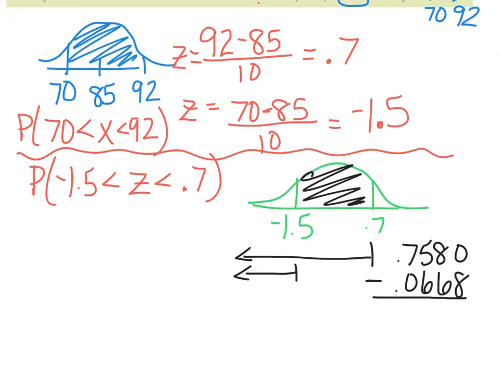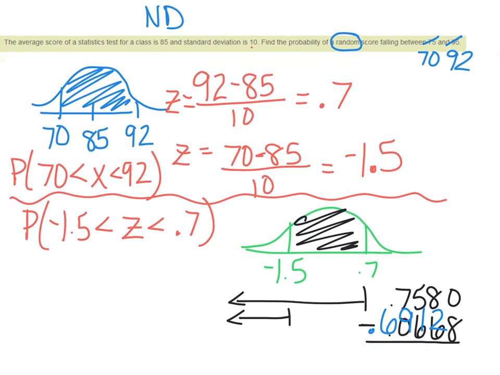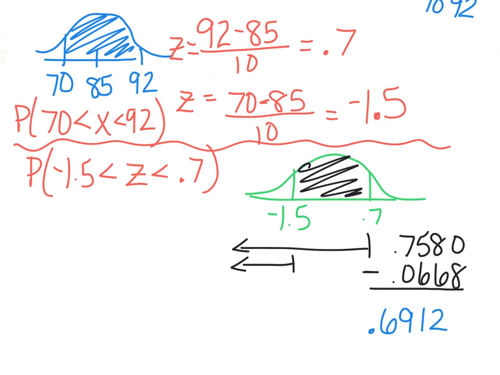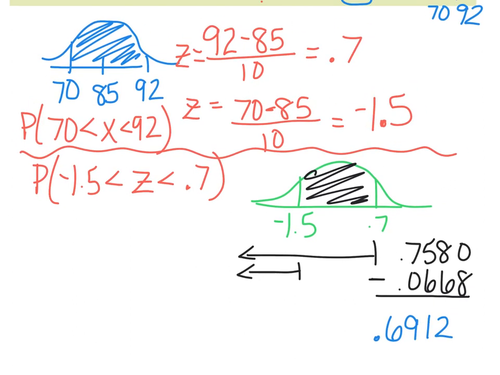That will give us a final answer of 0.6912. Or, to answer the question that was asked originally, the probability that a random score falls between 70 and 92 would be 69.12%.